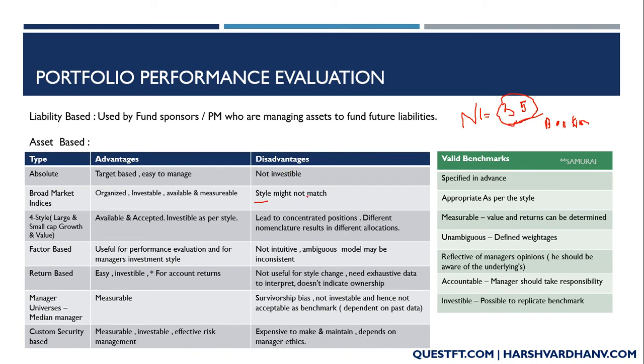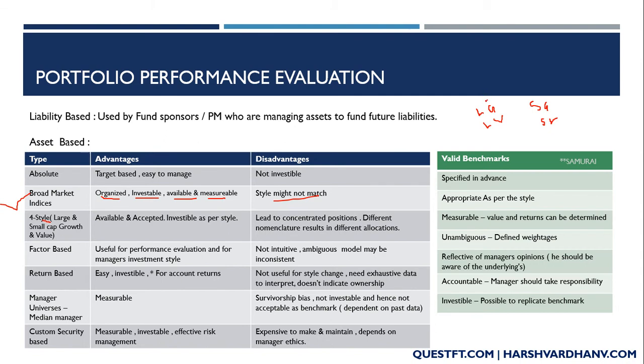Now this might not be investable for most fund managers. Fund managers might not like that much exposure to a particular sector. So the broad market indices are organized, investable, available, and measurable, but they might or might not match the style of the fund manager. Then there is the style based benchmark, large cap and small cap, growth and value. So you can have four benchmarks: large cap growth, large cap value, small cap growth, small cap value.